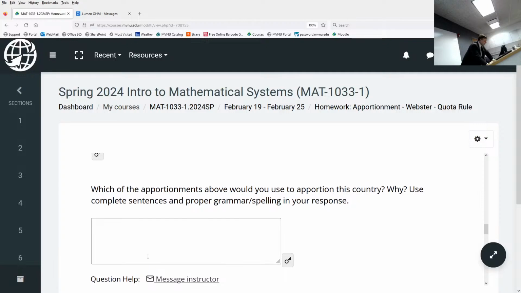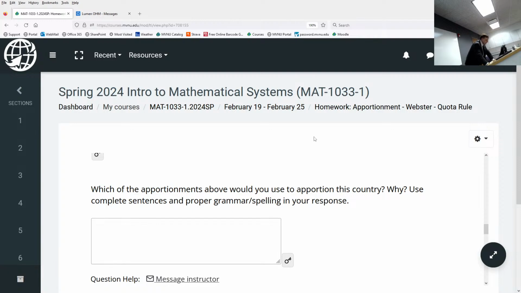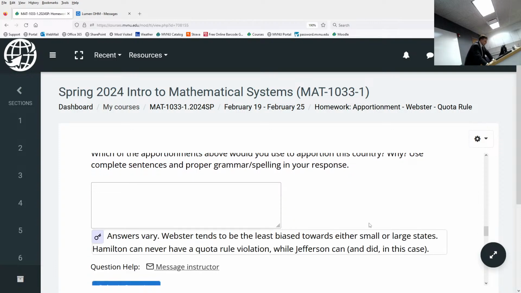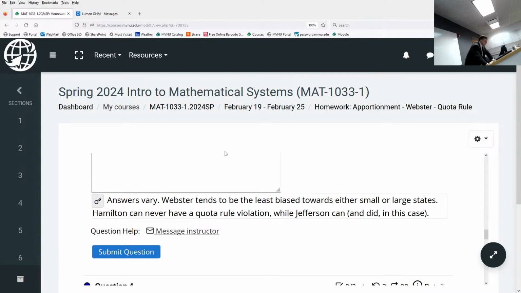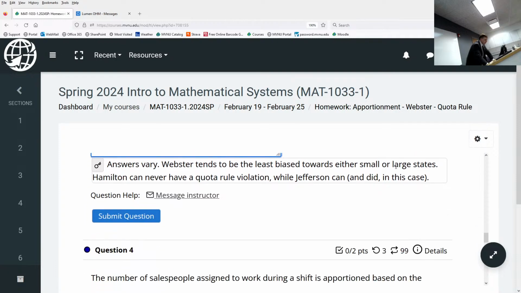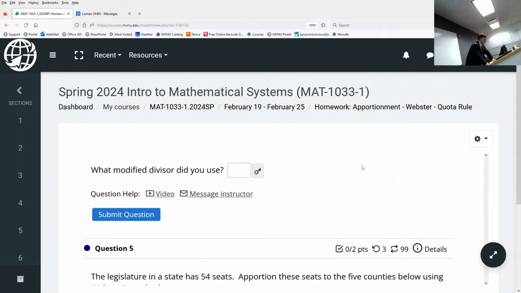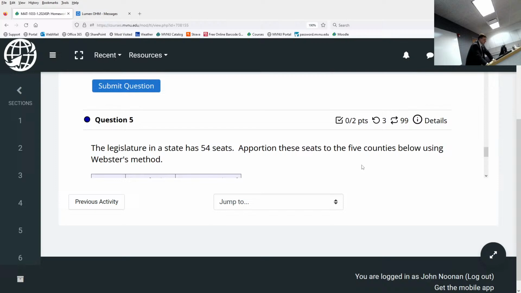By the way, you might get worried about this question here, where it says which of the apportionment above would use, and so on. It says answers will vary. Whatever you type in there, type something intelligible, and I think you'll get it correct. Or maybe I have to go and read them. I forget how that works. But you can type something semi-intelligent in there. And then there's a few others here. There's some Webster's method. So there it is.